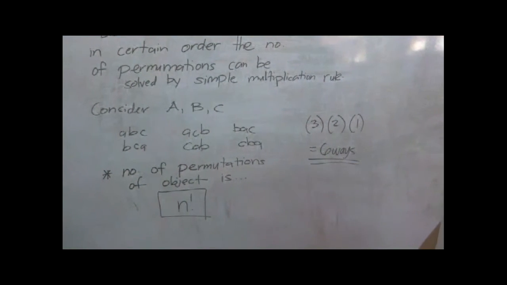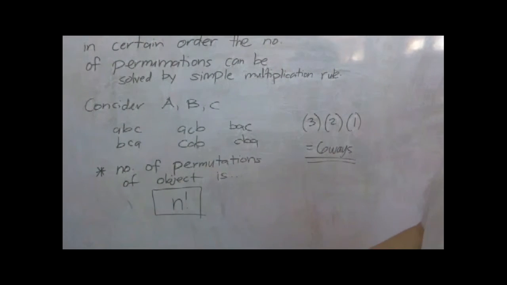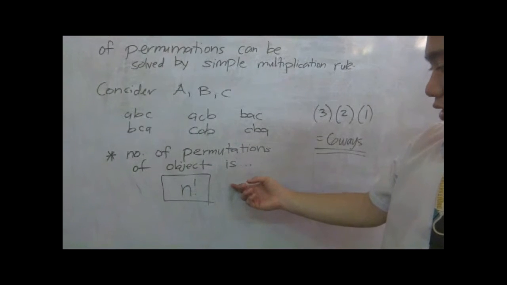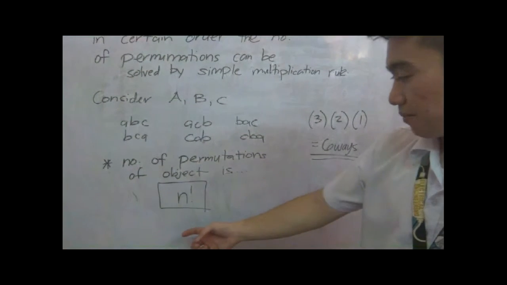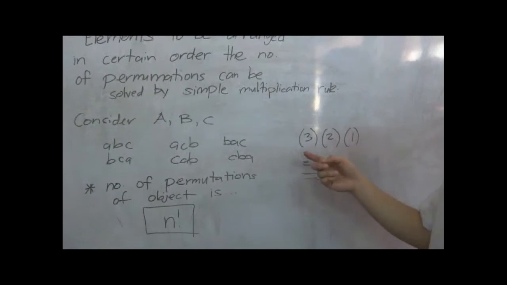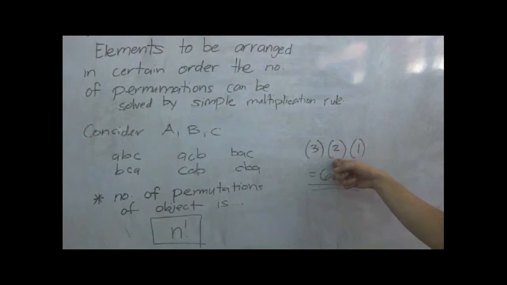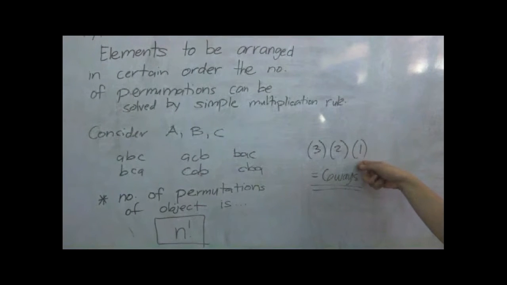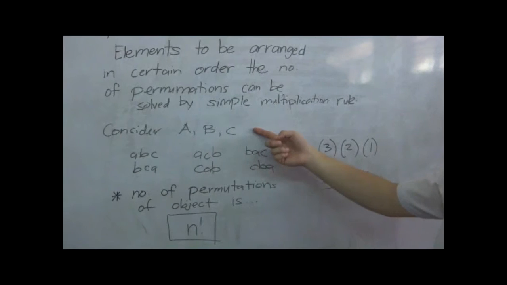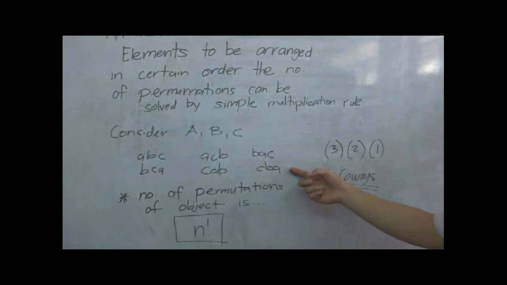So, 3. The number of permutations of n objects can be considered as n factorial. Or in a long method, it can be 3 multiplied by 2 and multiplied by 1. So we have 6 ways. Can we consider the letters A, B, C in this arrangement?